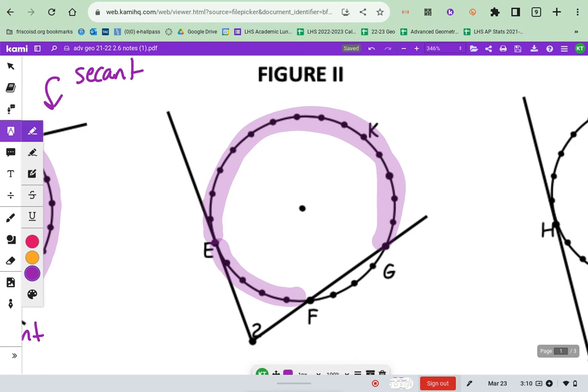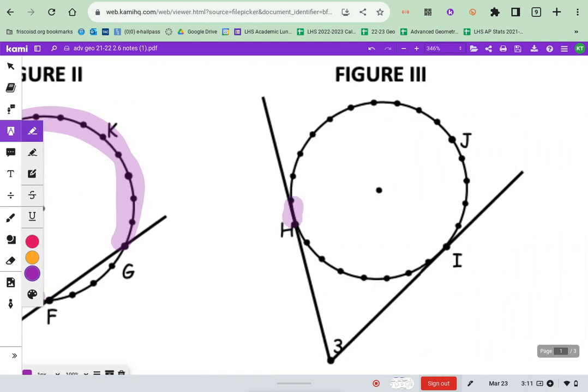Okay, this is what figure 2 should have looked like. Everything's highlighted except for the F to G arc. And then on figure 3, you have one here and one here. Essentially everything's highlighted on figure 3. That's because it's made of two tangents.